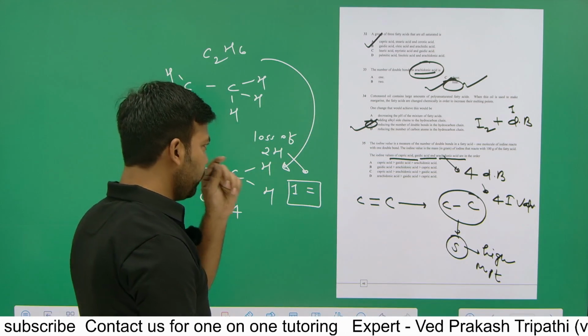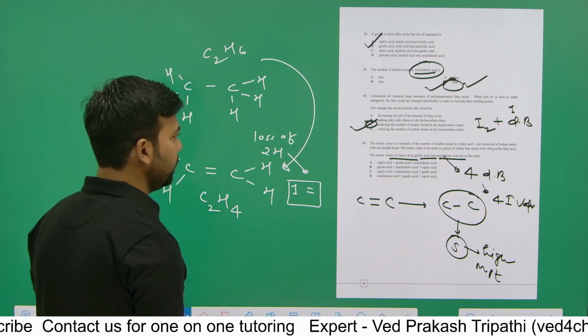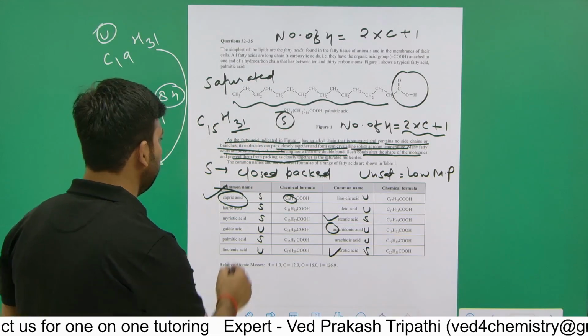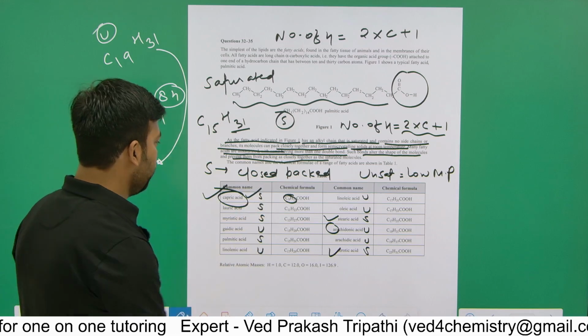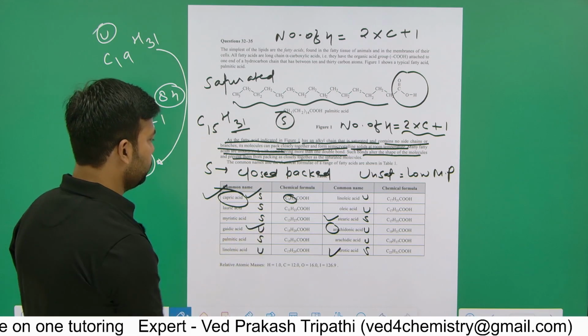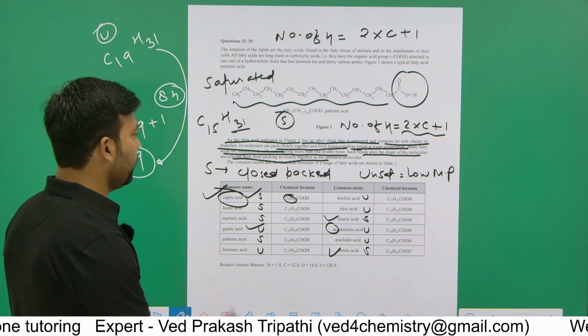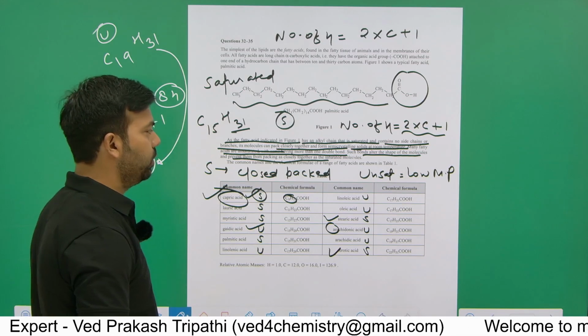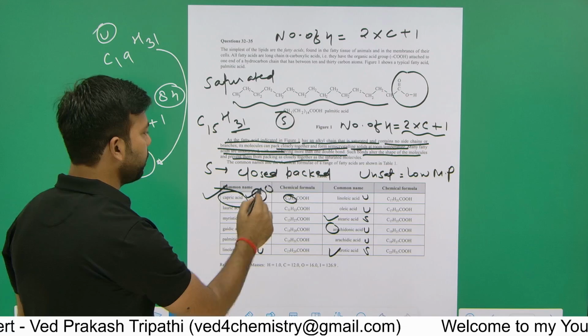So now we have to figure out capric and gadoleic acid. This is the capric, and where is the gadoleic? This is gadoleic. Look here, capric is saturated, so there is no double bond. Clear? So it should be 0.